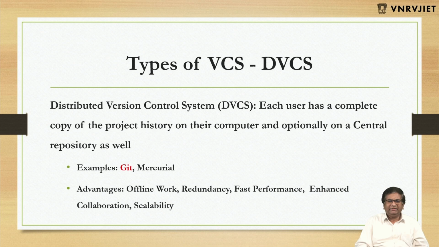Now, DVCS, distributed version control system. Each user has a complete copy of the project history on their computer and optionally on a central repository as well. This is a mix of local version control system and central version control system. It's actually having both things. Now it's like this: I have the entire repository, which is like a version control system, on my machine. Also, I can have the same thing on a server. Now, even if my machine has gone bad, I can just go and get it from the server.